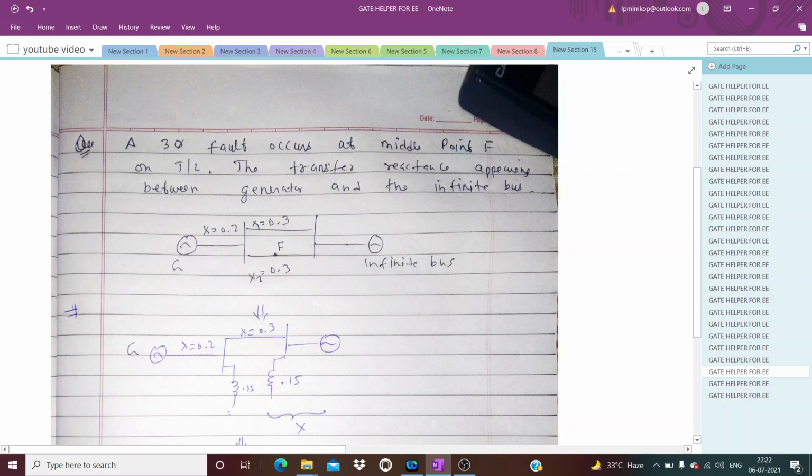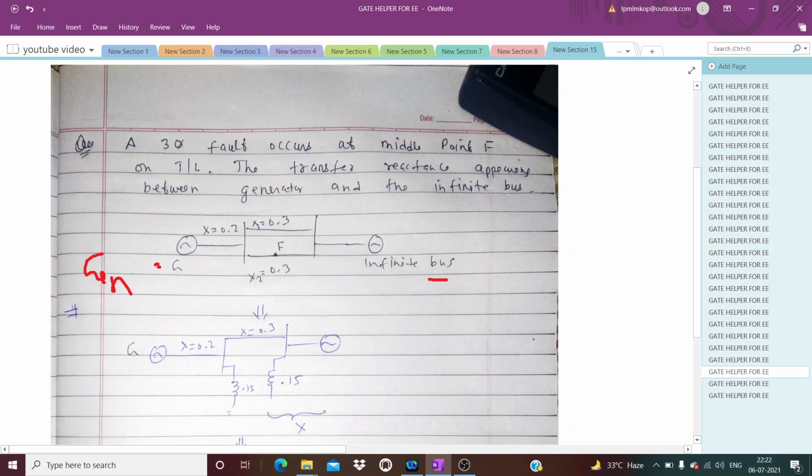A three-phase fault occurs at a middle point F on a transmission line. This is the transmission line. The transfer reactance appearing between generator and the infinite bus is... So this is your generator and this is your infinite bus. You need to find the transfer reactance between these two when the fault occurs at the midpoint. Middle point means midpoint.